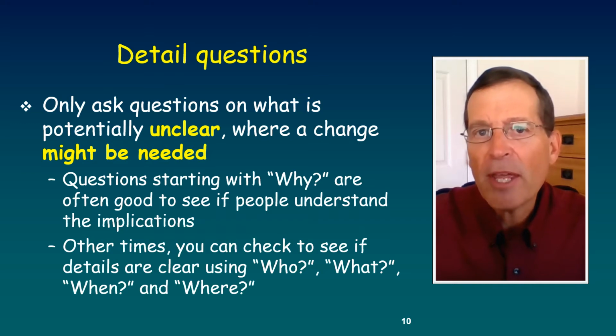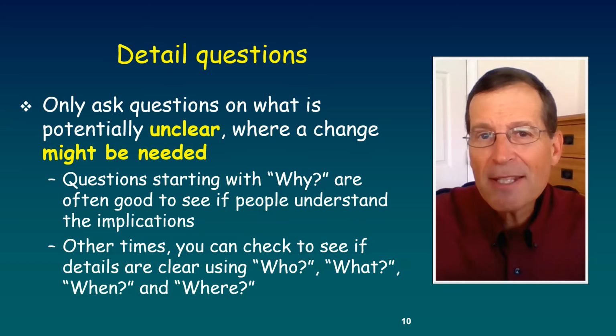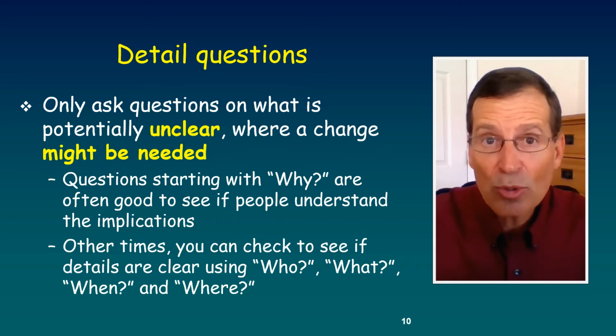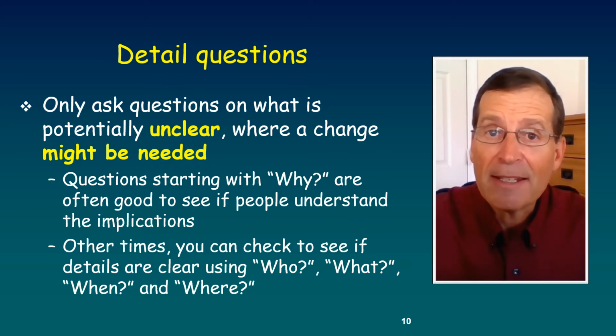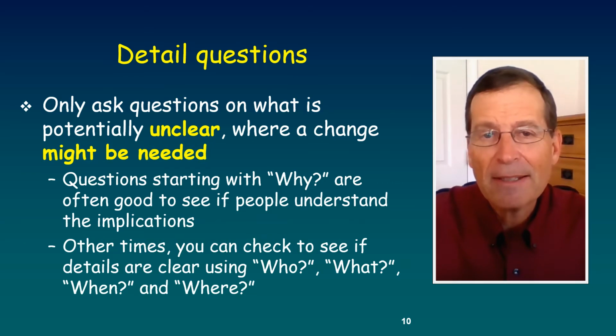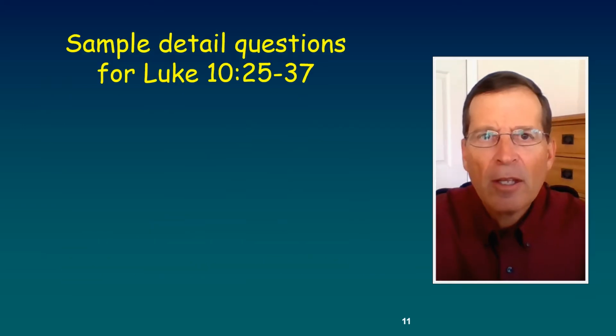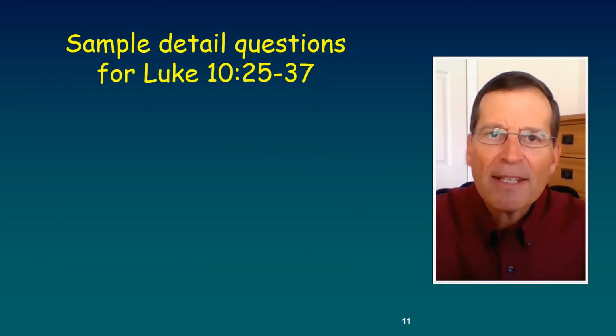And remember that the areas that are potentially unclear are those places that might have been understood by the original audience who lived long ago in a distant place with a different Jewish culture, but that might not be understood in today's culture. So focus on those areas for your detail questions. We're now going to look at a couple examples of detail questions for the Good Samaritan story.